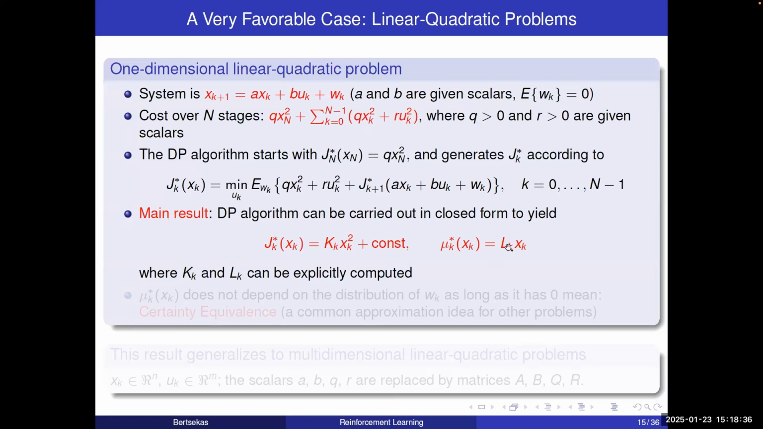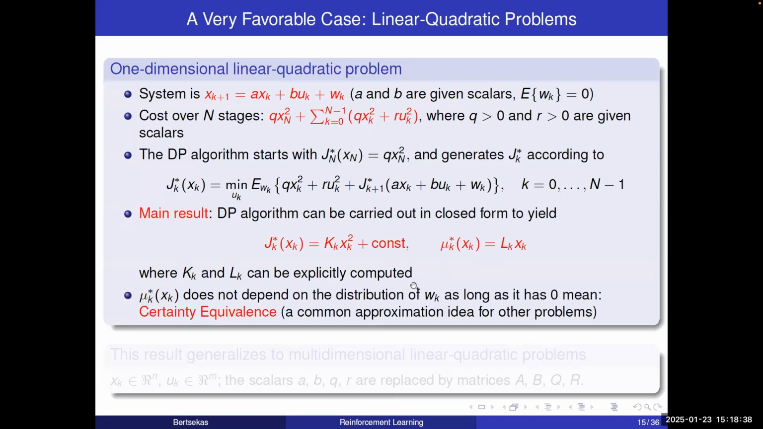There's another interesting fact here, which is that the optimal policy does not depend on the distribution of W. It's the same whether the problem is deterministic or stochastic, as long as the expected value of the disturbance is zero. This is an instance of what we call certainty equivalence.